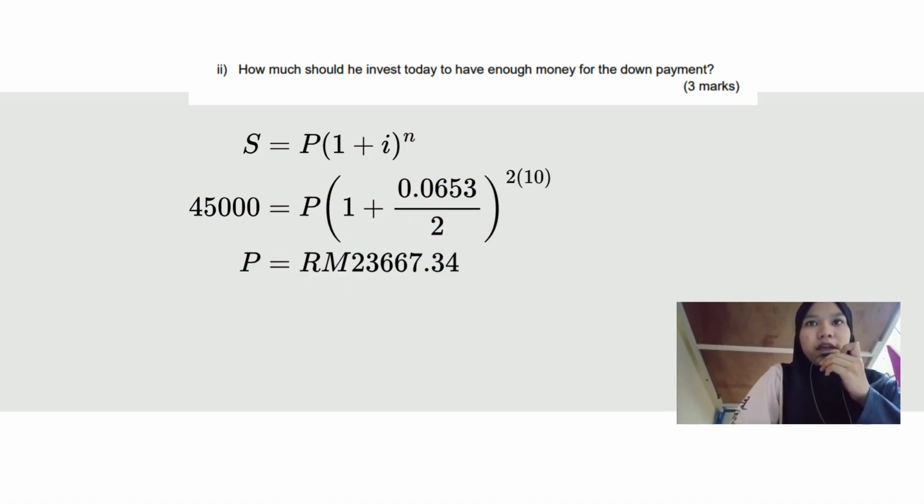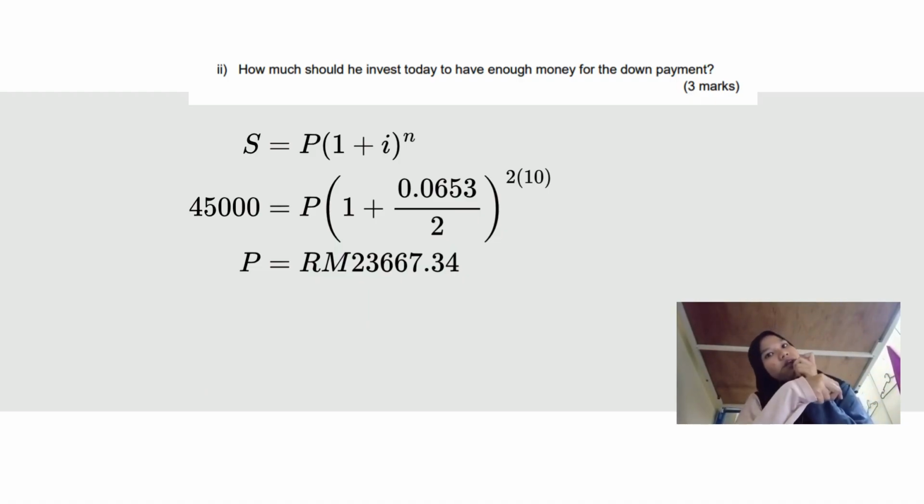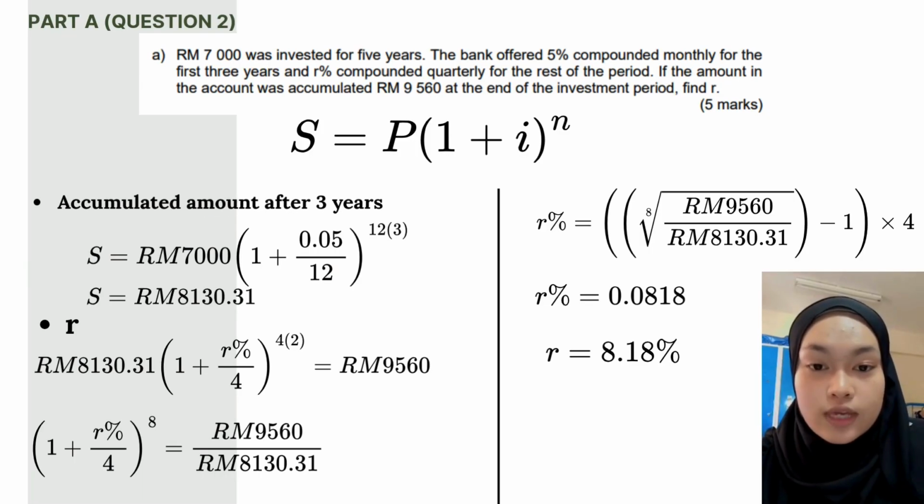How much should he invest today to have enough money for the down payment? We use the formula S equal to P times the bracket 1 plus i, close the bracket, to the power of n. So S is 41,500 ringgit, equal to P times the bracket 1 plus 0.0653 divided by 2, close the bracket, to the power of 2 times 10, which is 20. So P equals 23,667 ringgit 34 cents.